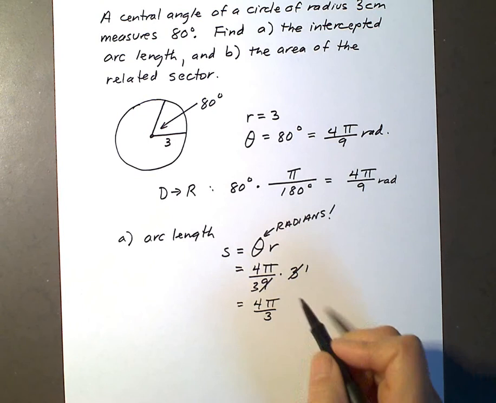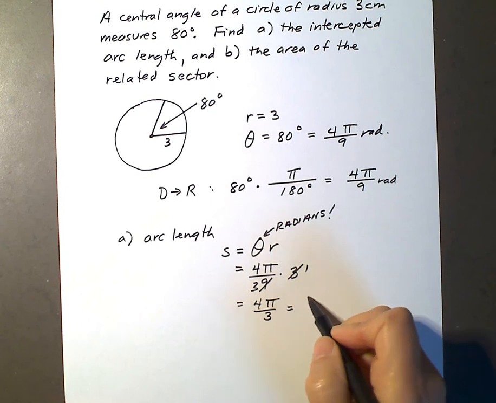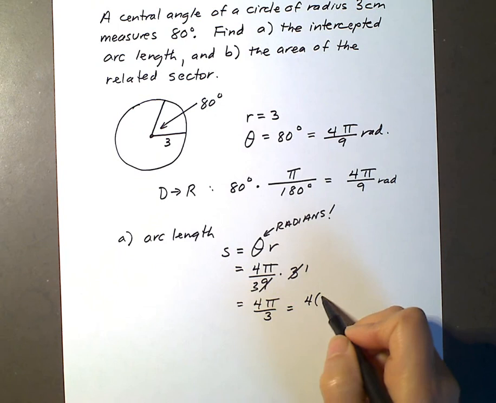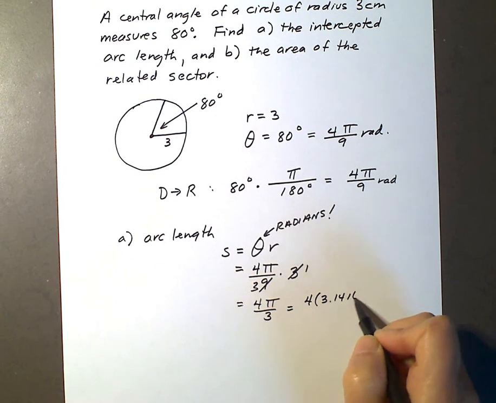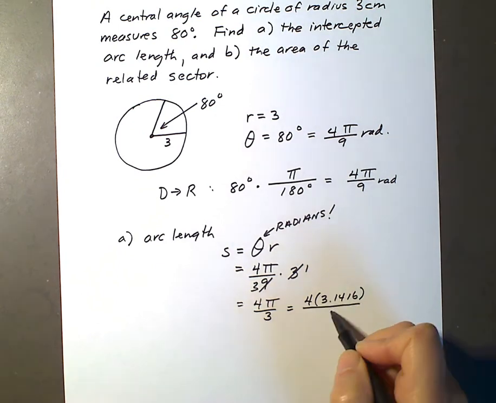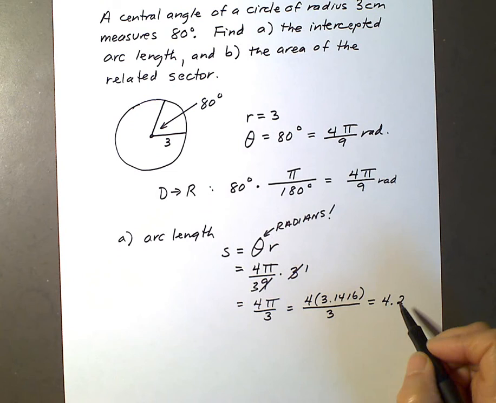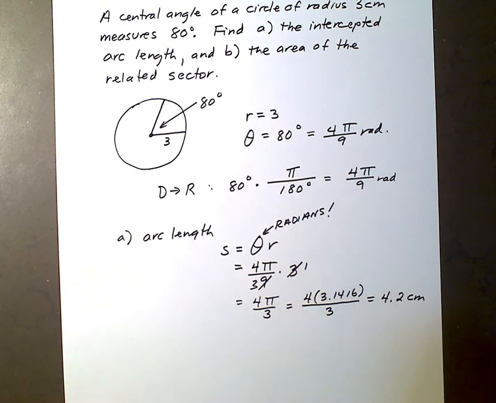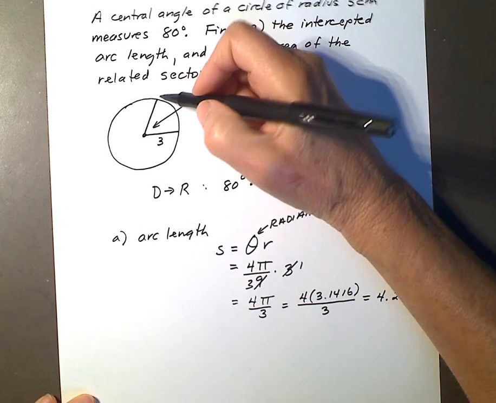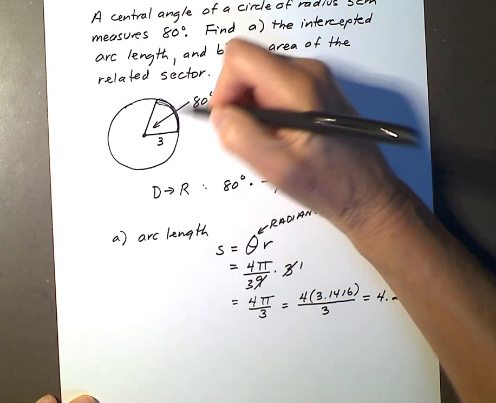If I want to convert that to a decimal value, I will substitute an equivalent number for pi, and this would end up being, to the nearest tenth, 4.2 centimeters in length. This right here. So that's S.